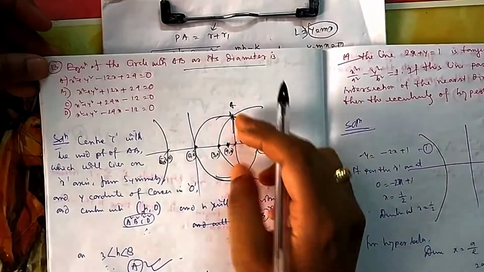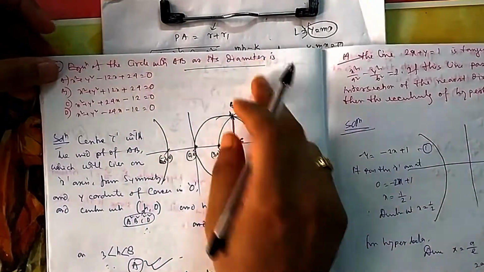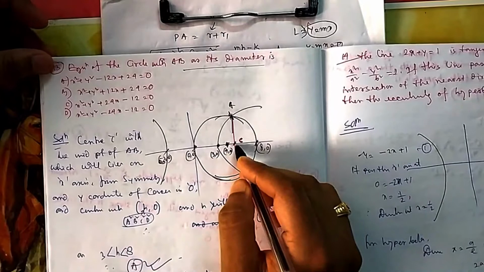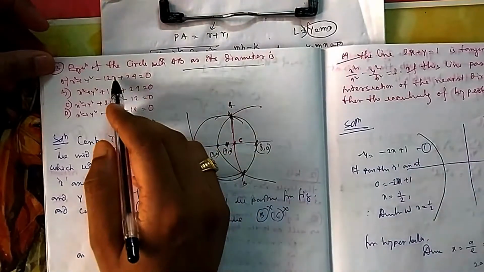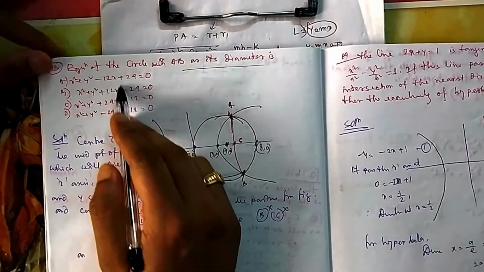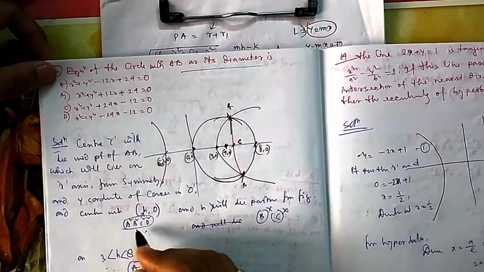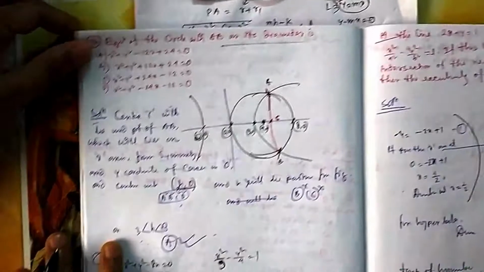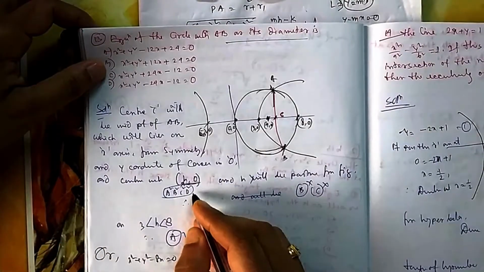So they have asked you to find the circle with AB as diameter. Obviously its center will lie on the x-axis. If its center is lying on the x-axis, obviously its F component will be 0, that means no y term is there. So obviously all 4 options satisfy. The center should be of (h, 0) format, and all these 4 equations give (h, 0) format.